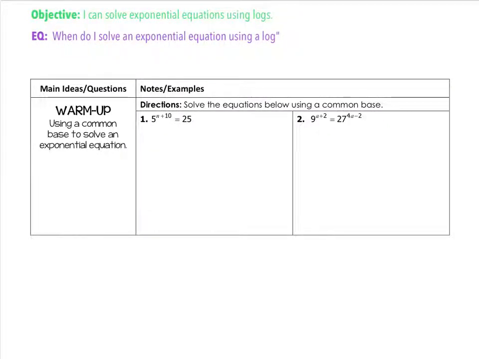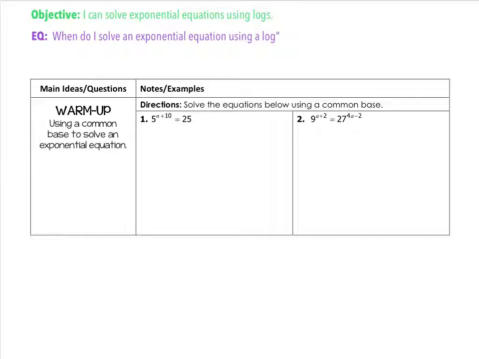Alright, so in this lesson, our objective is to solve exponential equations using logs. We are going to do a quick review because we have solved exponential equations, we just haven't used logs so far. As we work through this, I want you to think about when would I solve an exponential equation using a log? Why would I choose to use this method?